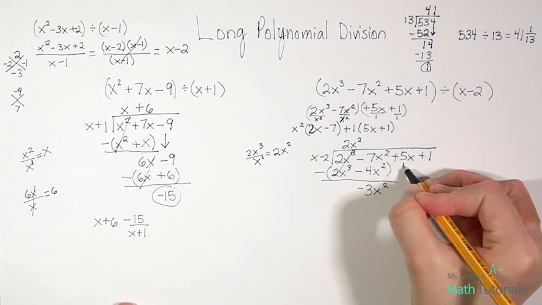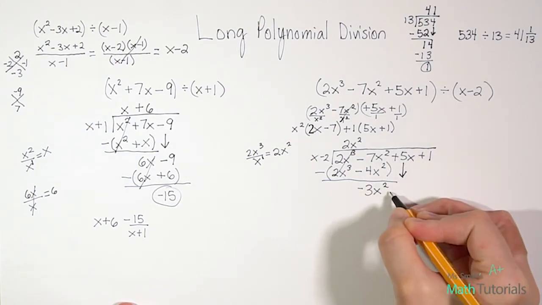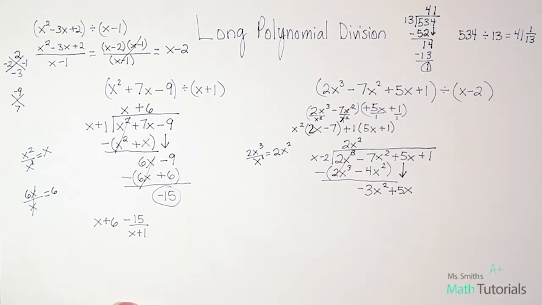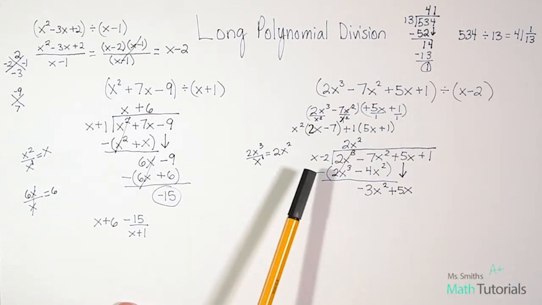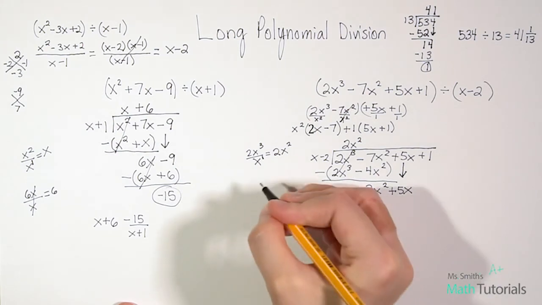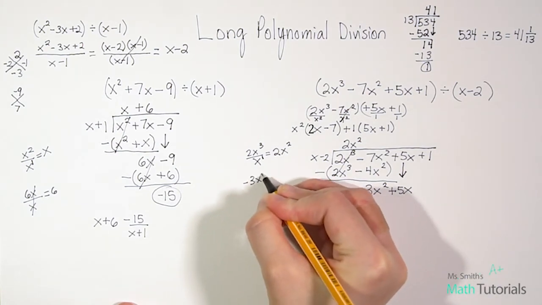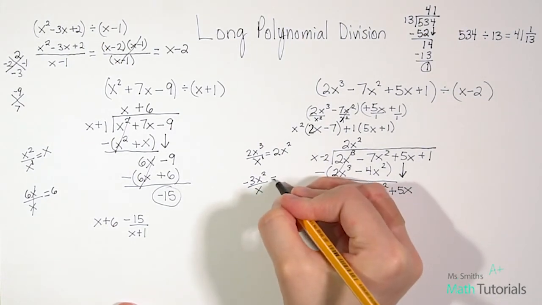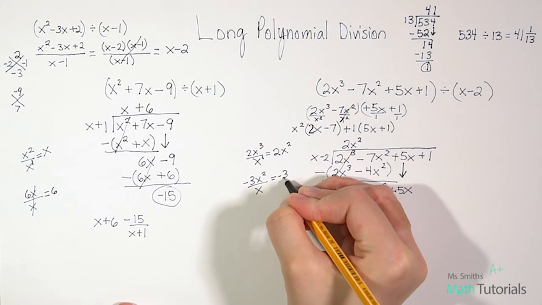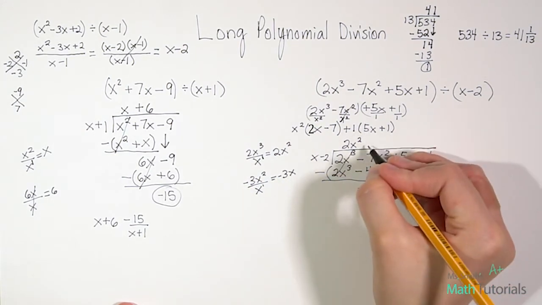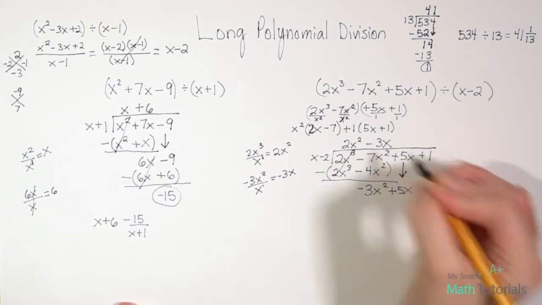And then we bring down the next term. So we'll bring down our plus 5x. And we start the process all over. So now we say, okay, how many times does x go into negative 3x squared? And we do that over on the side. So negative 3x squared divided by x. And that leaves us with a negative 3. Remember, 2 minus 1 is just 1. So we're left with a negative 3x.